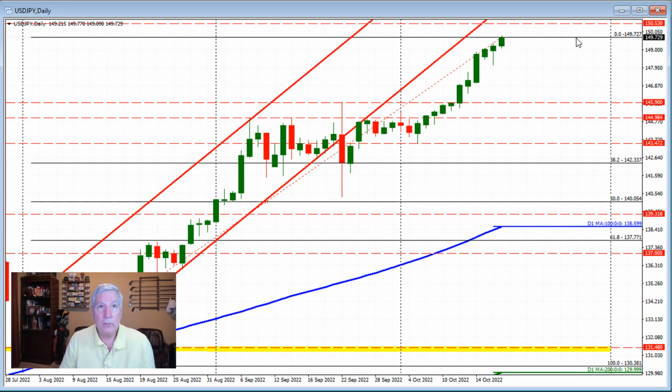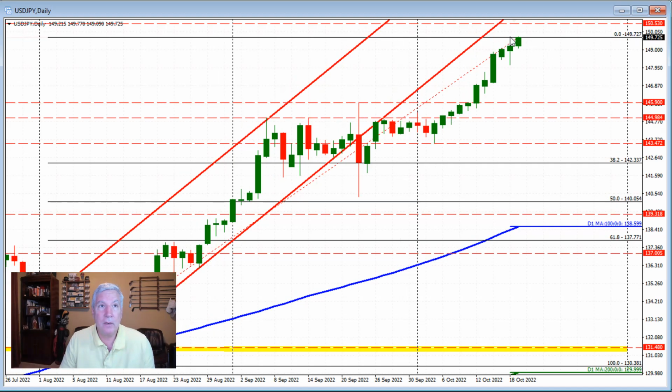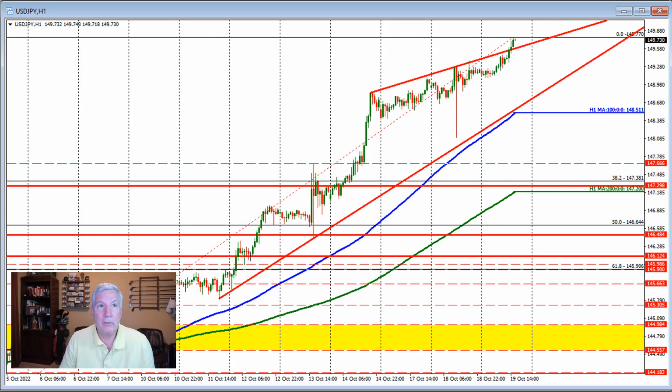As you can see, we moved to yet another new high, ticking closer and closer to the 150 level, reached a high of 149.727. We're currently trading at 149.725. Might be a little higher here. Anyway, trading near the highs out here for the dollar versus yen. Actually, 149.77 looks like the high price here in trading today.